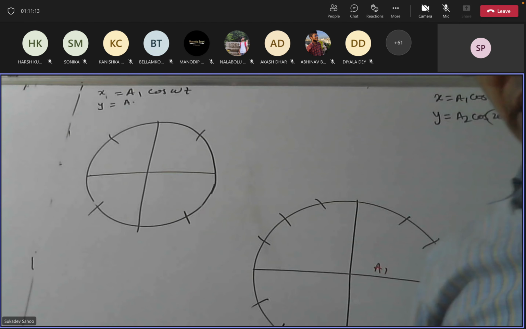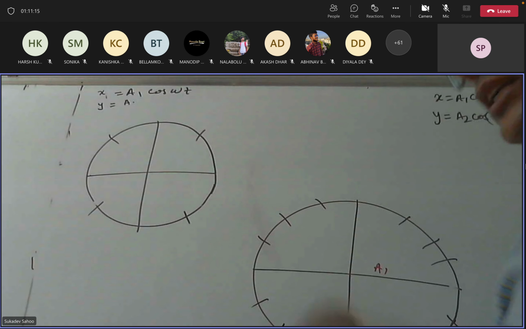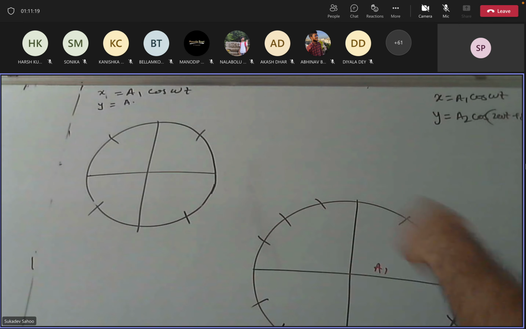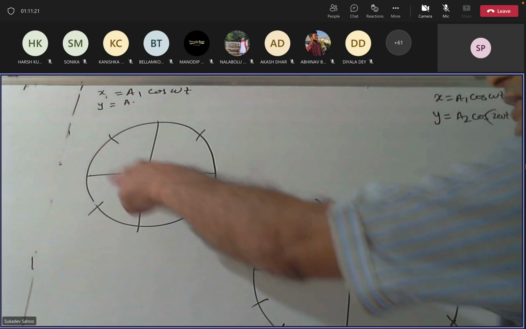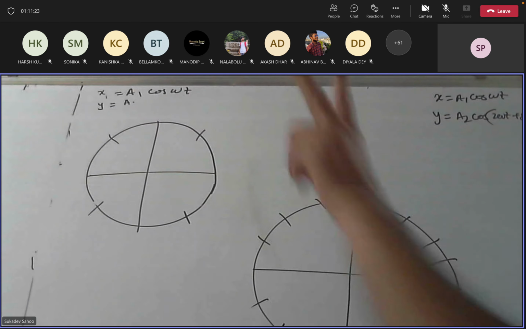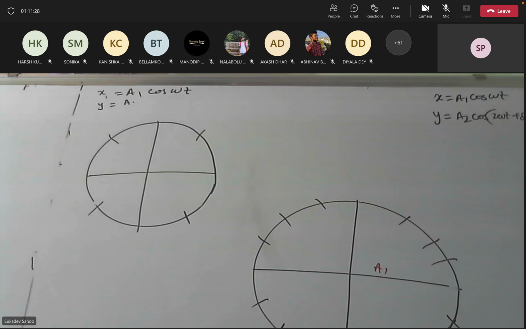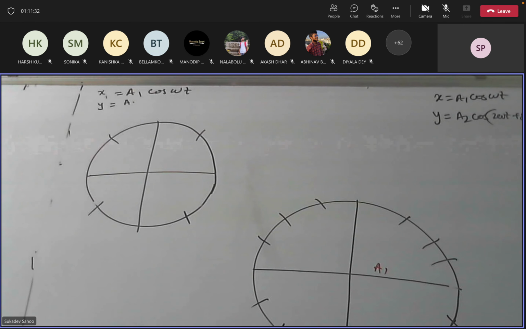What is the physical significance of this? It will take 1 and 2. That means when this SHM completes one rotation, at that time the second one completes two rotations. Am I correct?